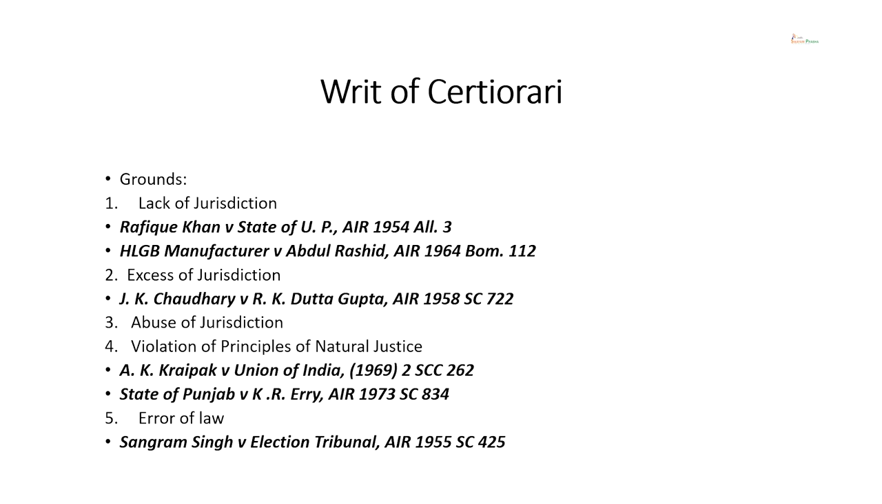The last ground for the issue of the writ of certiorari is the error of law. The error of law made by the administrative body, any judicial body, quasi-judicial body or the purely administrative body during the decision making process is also a ground on which the writ of certiorari can be issued.